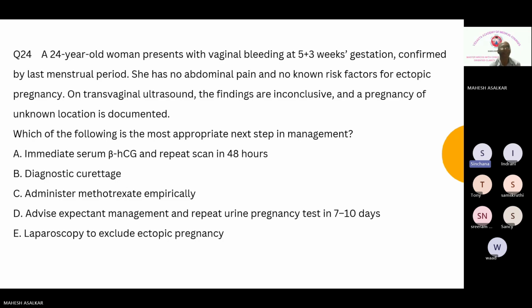Immediate serum beta HCG and repeat scan in 48 hours. Diagnostic curettage. Administer methotrexate empirically. Advise expectant management and repeat urine pregnancy test in 7 to 10 days. Laparoscopy to exclude ectopic pregnancy. Option A, serum beta HCG level and repeat scan in 48 hours.